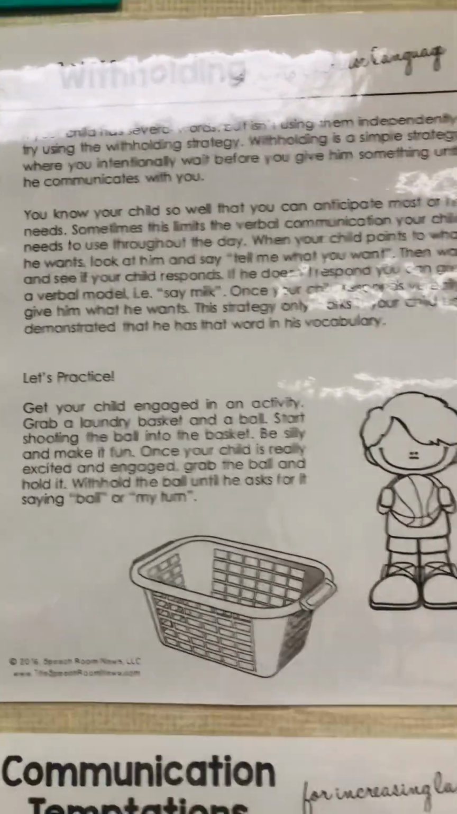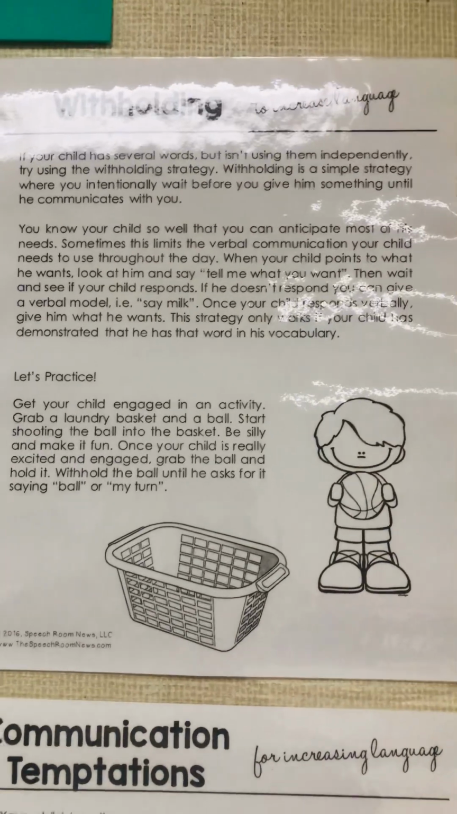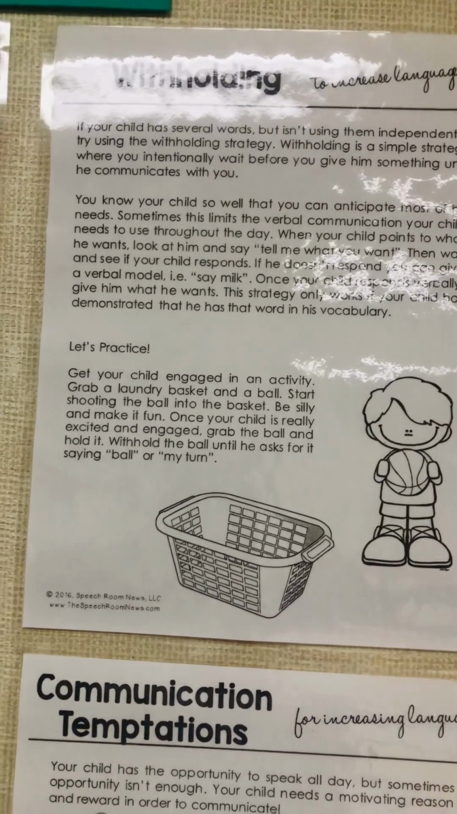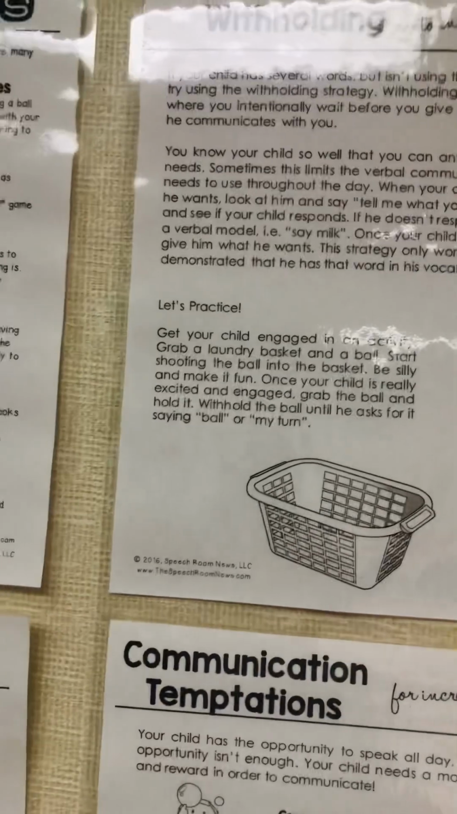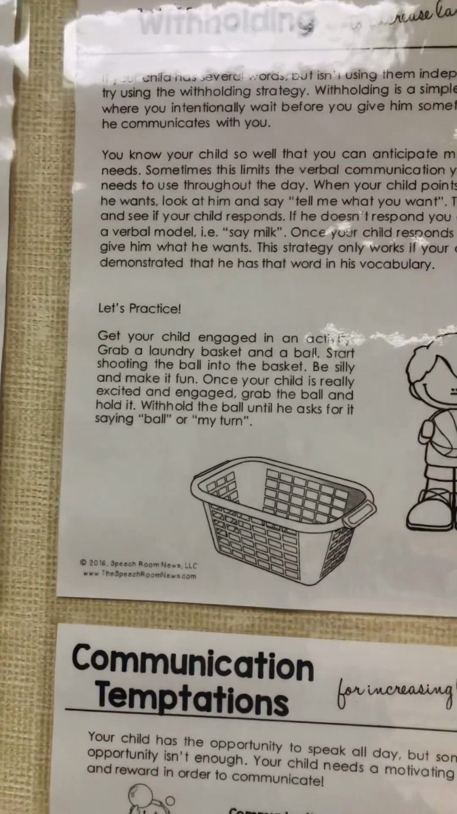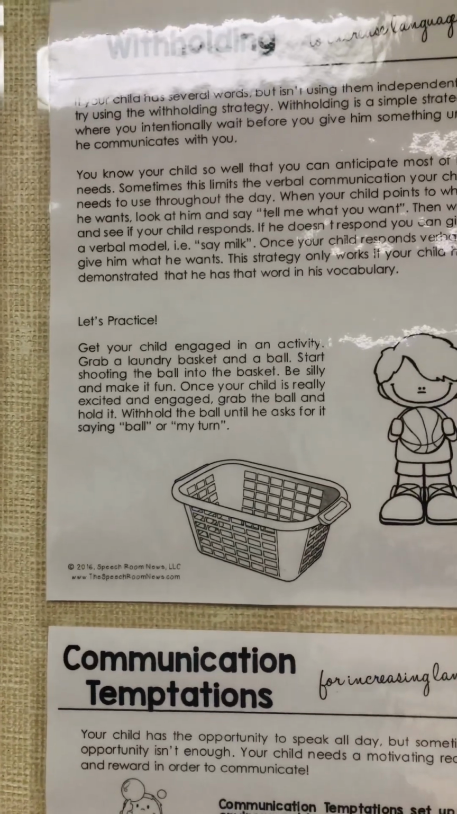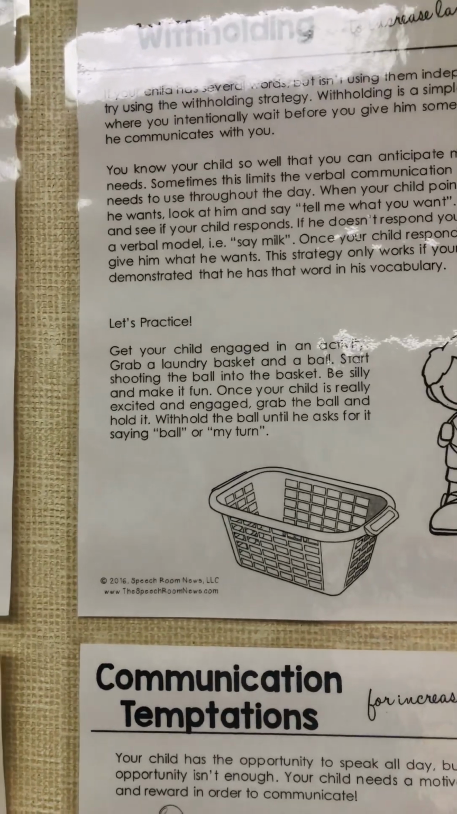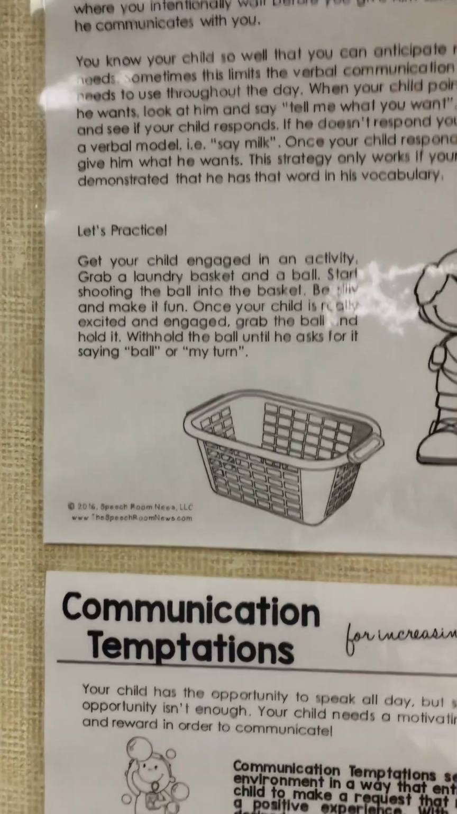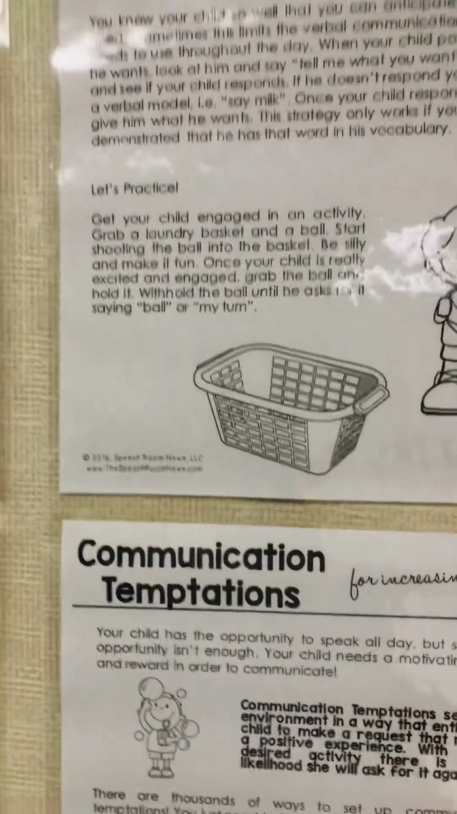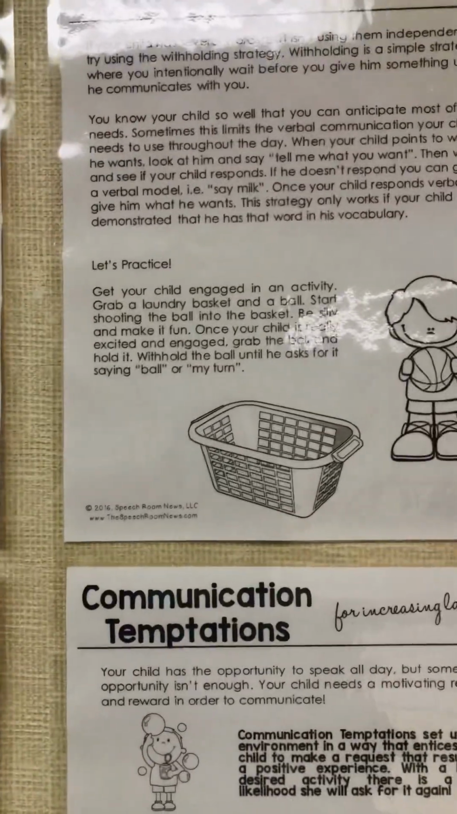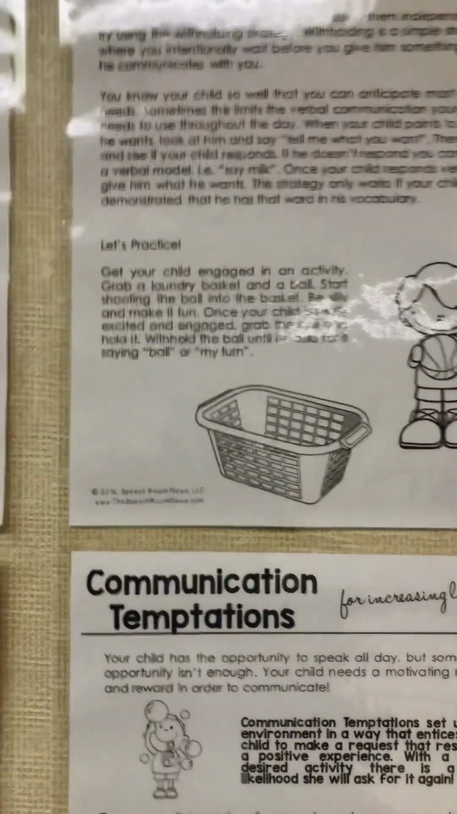Sometimes this limits the verbal communication, and that's what it did for my son, that your child needs to use throughout the day. So when your child points to what he wants, you look at him and say, well, tell me what you want, and then wait and see if your child responds. If your child doesn't respond, you can give a verbal model, like, say milk. Once your child responds verbally, give your child what they want.